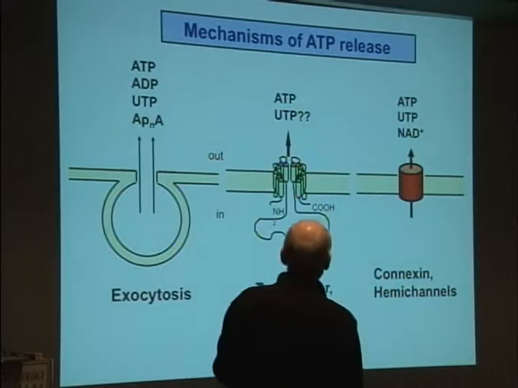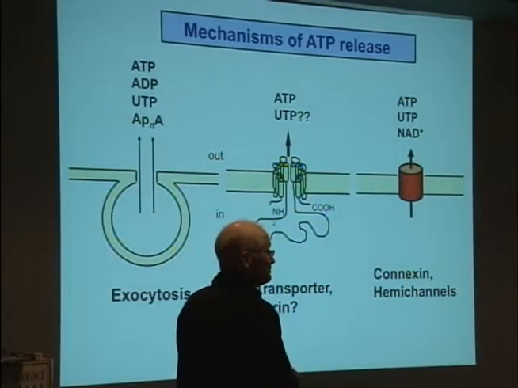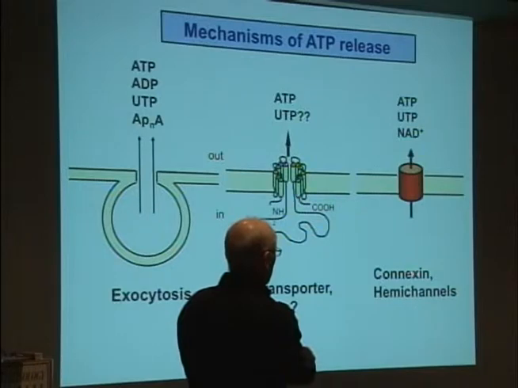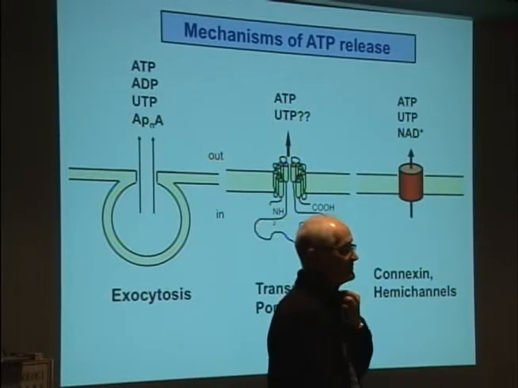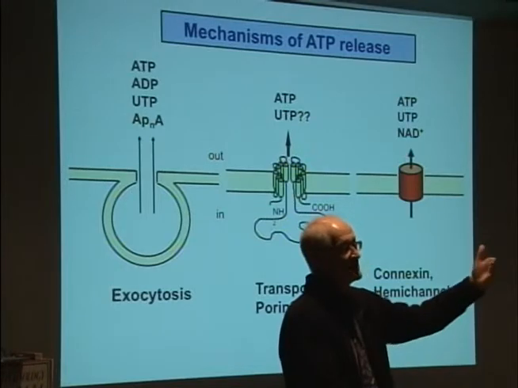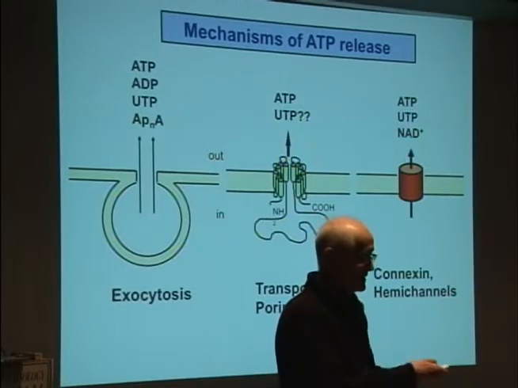And this obviously can activate receptors. But under basal conditions, it can be released by connexins and hemichannels, and there may also be an ATP transporter to allow ATP to be released from a cell to sort of auto-regulate its cell size.